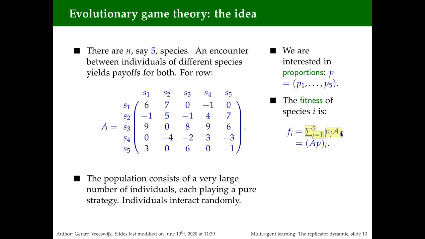You should become accustomed to this notation. It takes some time to understand, but just write the matrices out. This equation is equivalent to multiplying the entire matrix with the proportion vector and then taking the ith component. So multiply the matrix A with the proportion vector, and you will get a vector of length 5. And if you're interested in the first, you take the first.